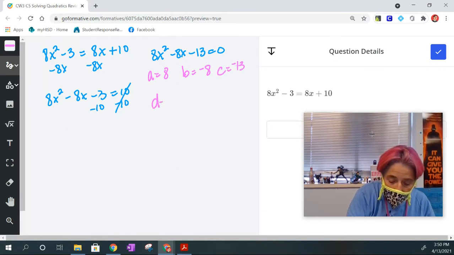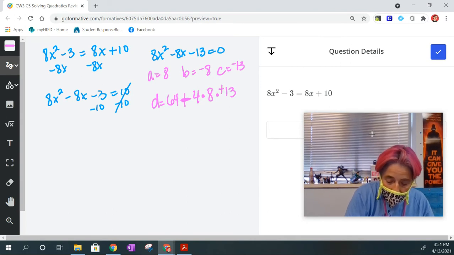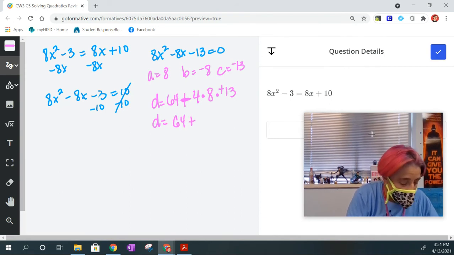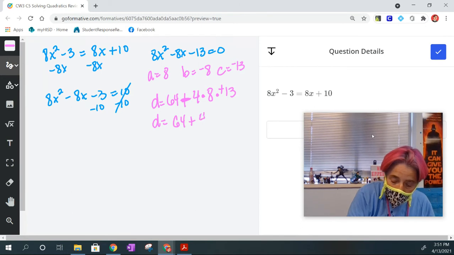I'm going to find my discriminant first. So that's going to be 64, because B is negative 8, B squared is 64, minus 4 times 8 times negative 13. I've got a negative and a positive, there were multiplication, so that becomes plus. So then D is going to be equal to 64 plus 4 times 8 times 13, which is 416. 64 plus 416 gives me 480.